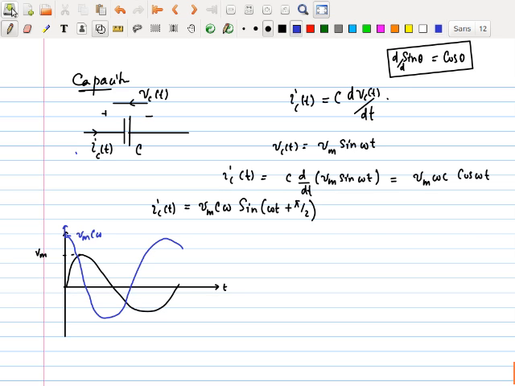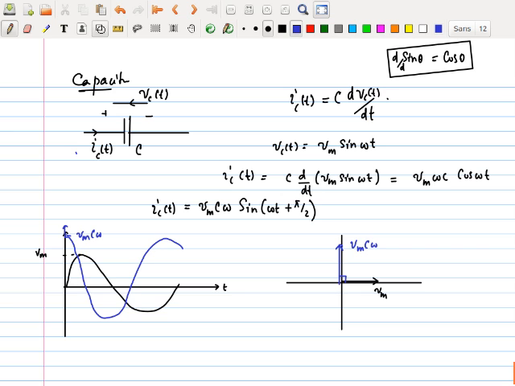Now, the question is, how do I draw the phasor diagram? Now here I can draw the phasor diagram for V. There's no problem. Vm, no angle. That's what the phasor looks like. What about the phasor for this? Now here the angle is 90 degrees. So you would have a phasor diagram where this I, which is Vm times c omega, is 90 degrees out of phase with the voltage.